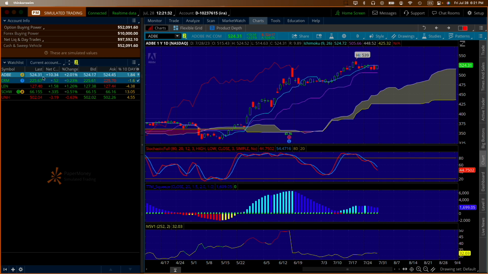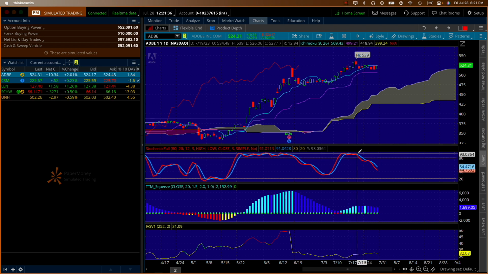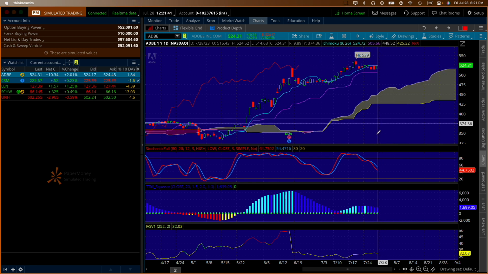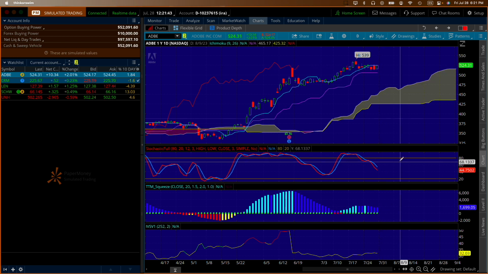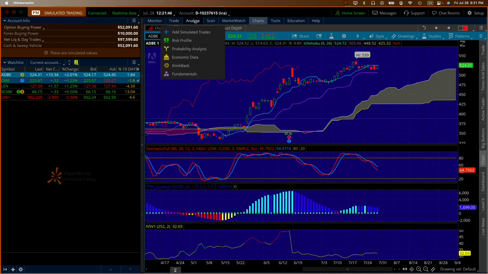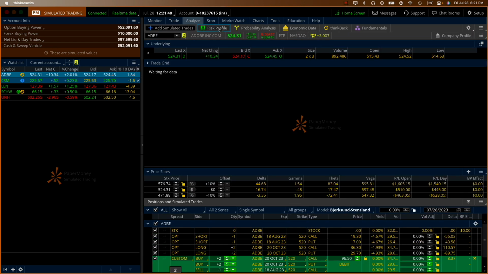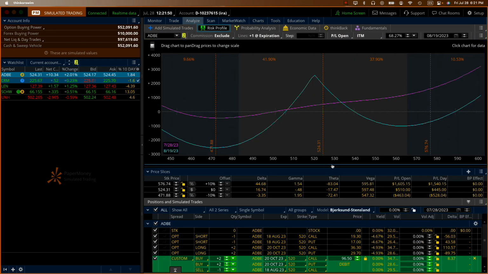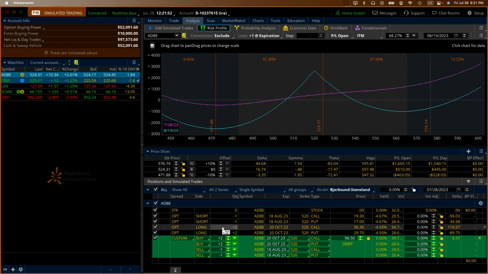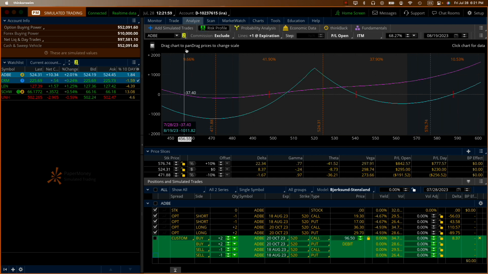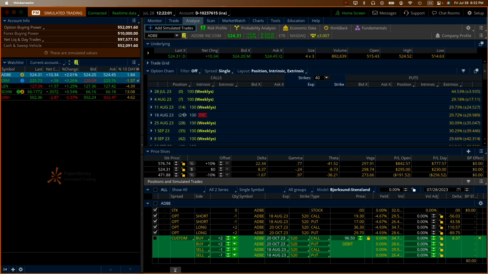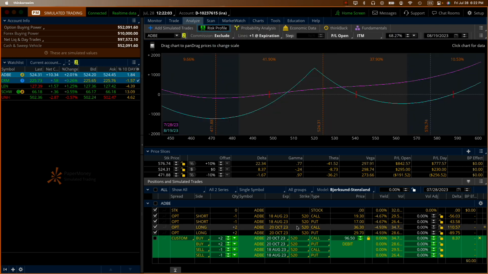Let's start with Adobe. Adobe has been making new highs lately. See how the stock has come down in the stochastics, but I think it will probably make a quick recovery. We'll see. In the meantime, let's go to the Analyze tab, Risk Profile, and take a look at what we have here. We have August the 18th, so those are expiring in exactly 21 days, so we don't need to change anything.